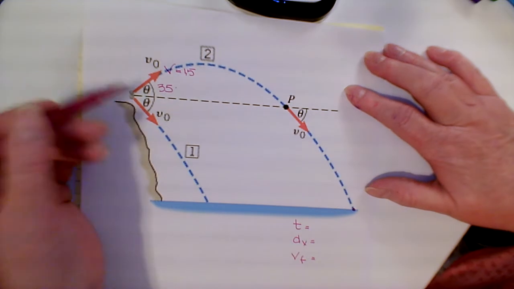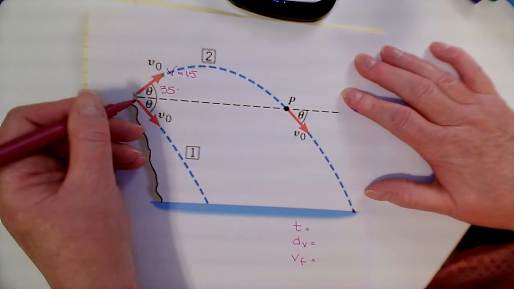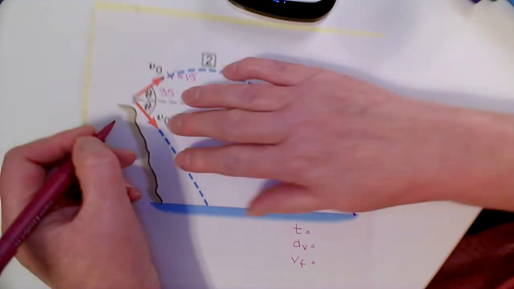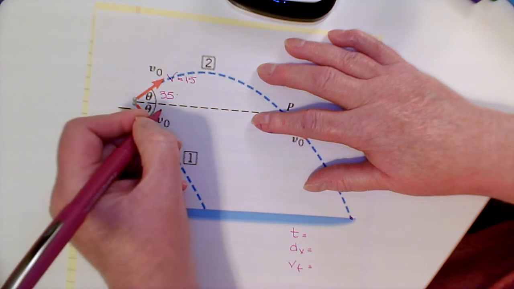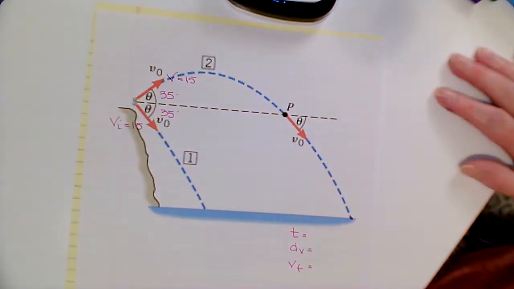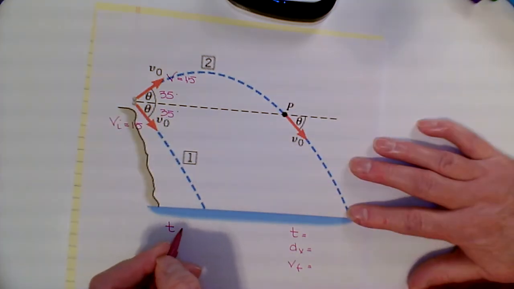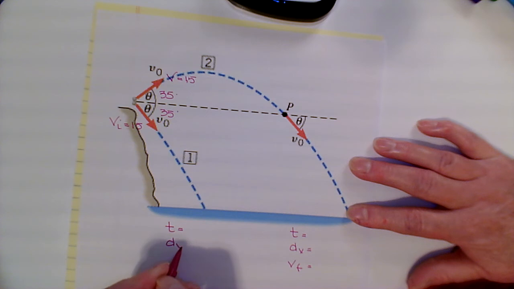And then we're going to do a second problem where we are going to fire it downward with the same initial velocity of 15 and at a 35-degree angle. And again, how long is this one in the air? How far over does it land? And what is the final velocity that it hits the ground?